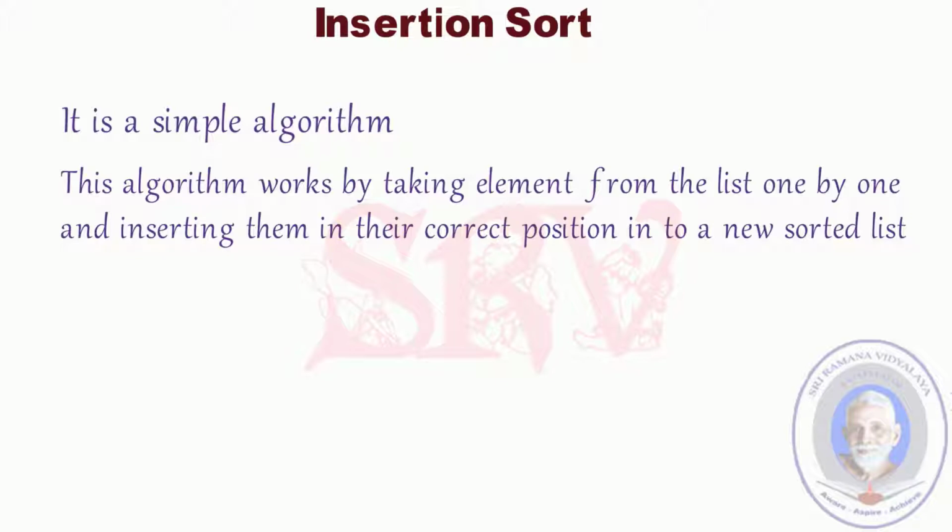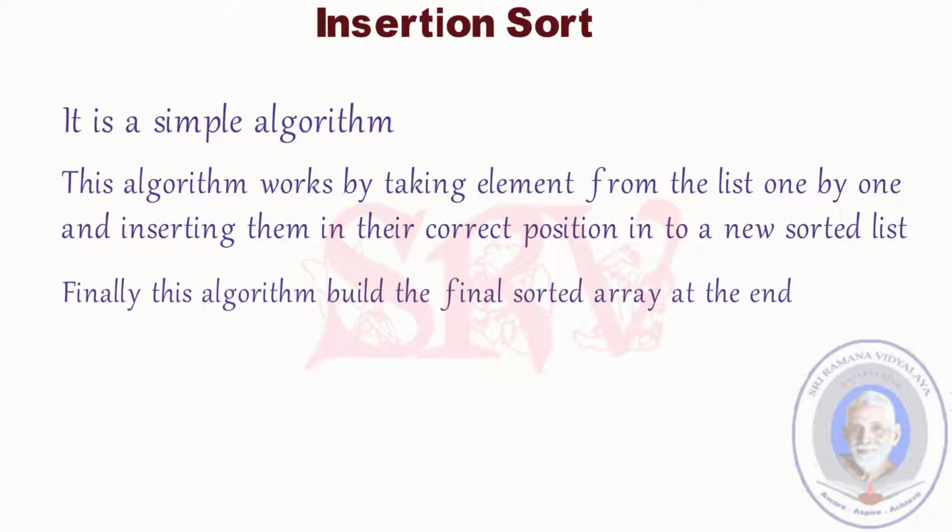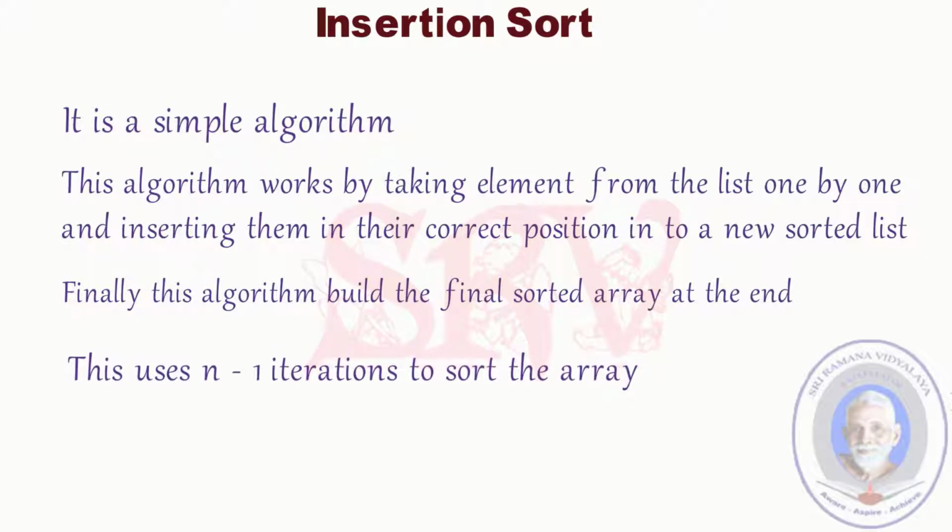a new sorted list. If the element next to the current position is smaller, then it is inserted at the current index location and the value in the current index position is shifted right. Finally, this algorithm builds the final sorted array at the end. This uses n-1 iterations to sort the array.